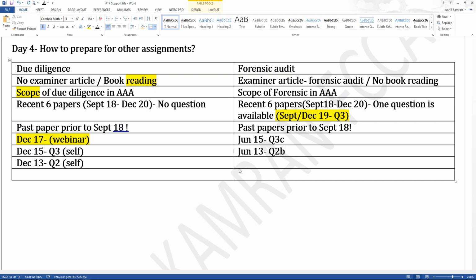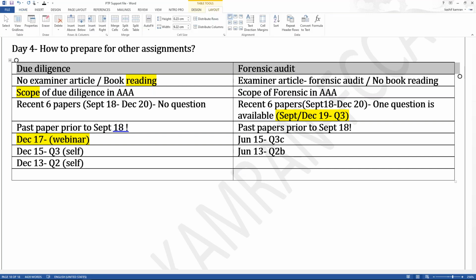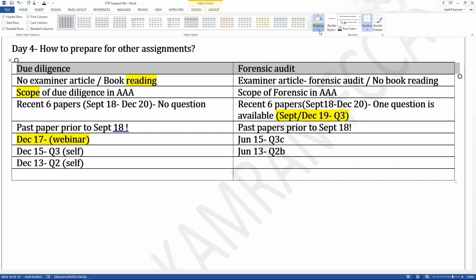Now tell me, why are we solving old papers like June 15 and June 13, or old papers like December 15 and December 13? Because in the recent zone, either there are no questions or there is only one question, right? Is that clear? So that's how you go about it. So I hope the column on the left for due diligence and the column on the right for forensic will be helping you in terms of your preparation for exams.